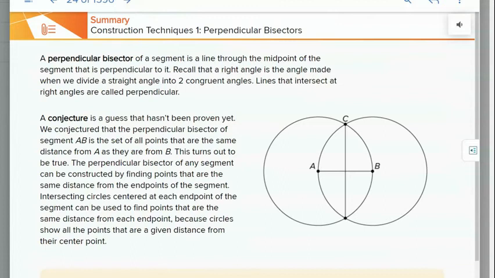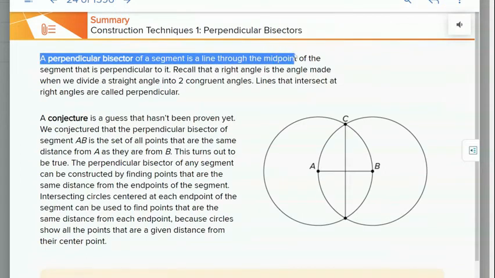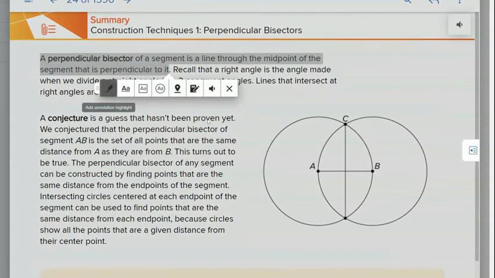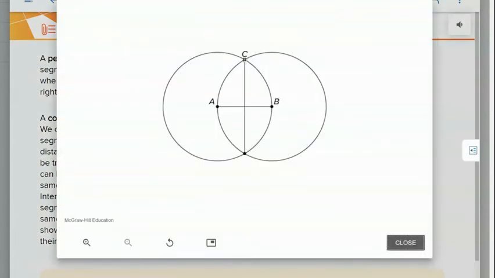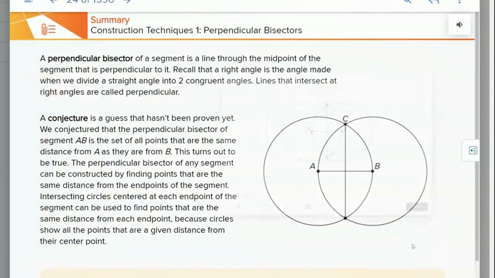All right, so in summary, a perpendicular bisector is a line through a midpoint of a segment that is perpendicular to it. So for example, point C to point D down here is a perpendicular bisector of AB. Okay.